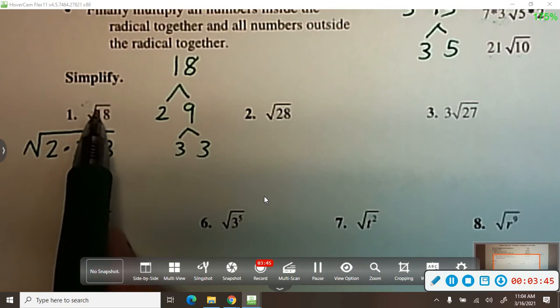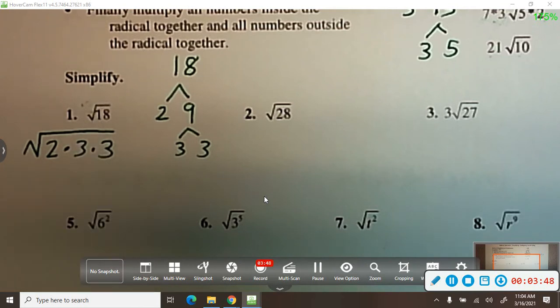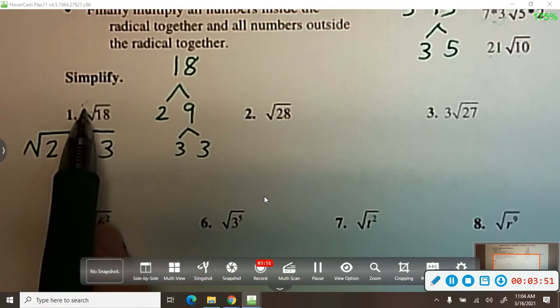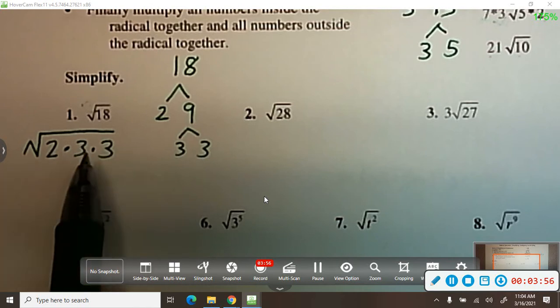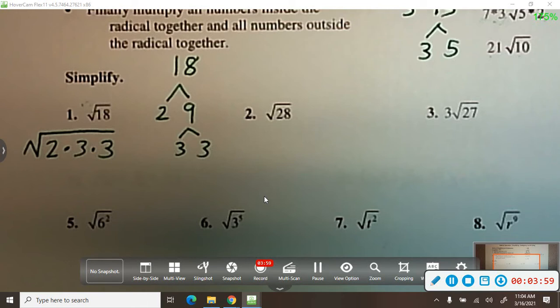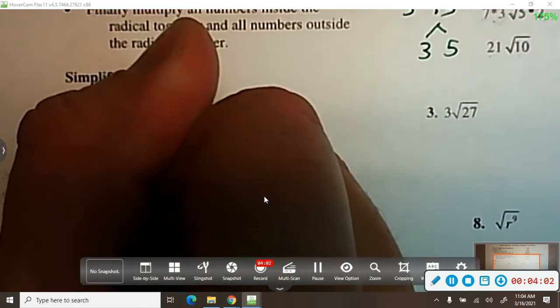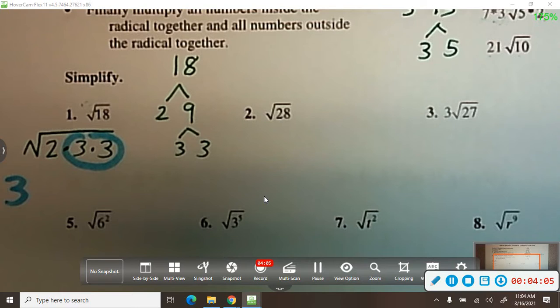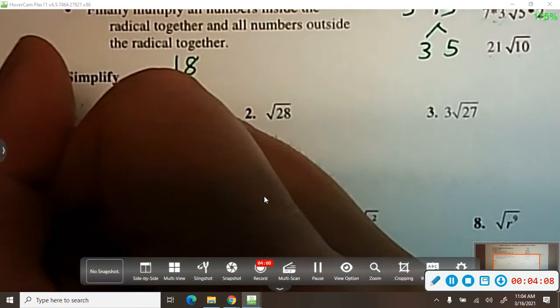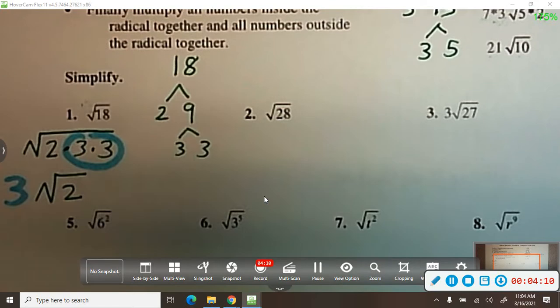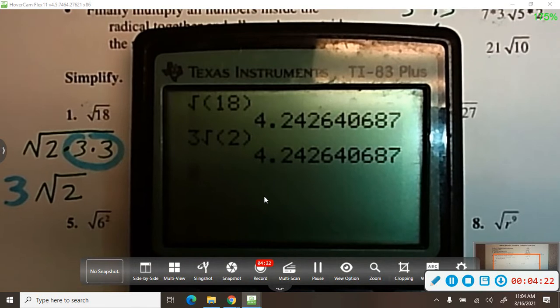This is what we call an index of 2, a square root. When you get to higher level math, we'll put a 3 there, we'll put a 4 there, we'll put a 5 there. Don't worry, I'm not going to do that to you yet. So we're looking for pairs. I have a pair of 3s. So 1 3 comes out. The 2 did not have a pair, so it stays inside. A quick way to check my work is I could type in square root of 18, and I could type in 3 square root of 2, and just double check. You can see that those are the same decimal, so I know I'm fine.